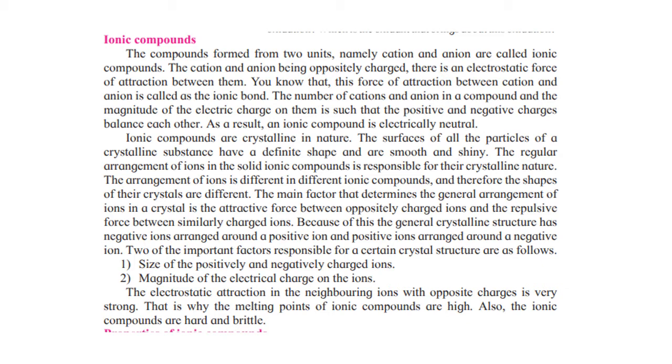Ionic compounds are crystalline in nature. The surface of all the particles of a crystalline substance has a definite shape and is smooth and shiny. The regular arrangement of ions in the solid ionic compound is responsible for their crystalline nature. The arrangement of ions is different in different ionic compounds and therefore the shapes of their crystals are different.